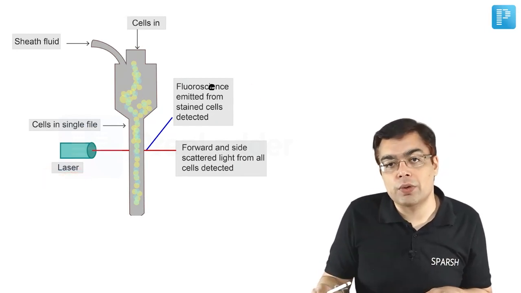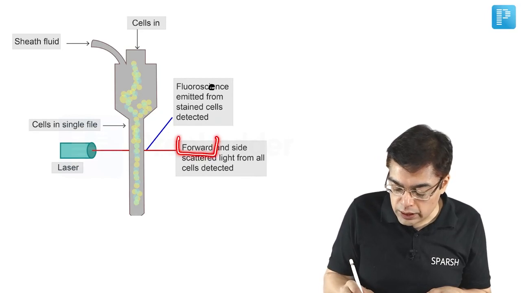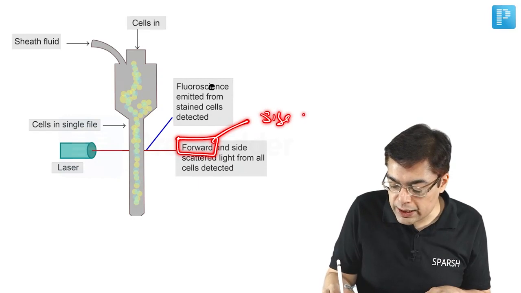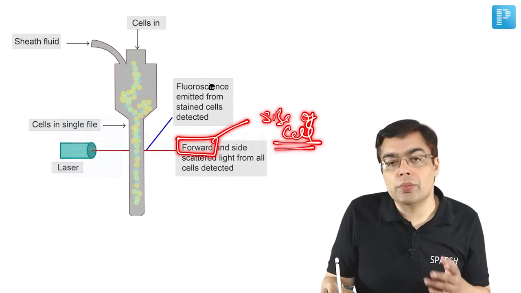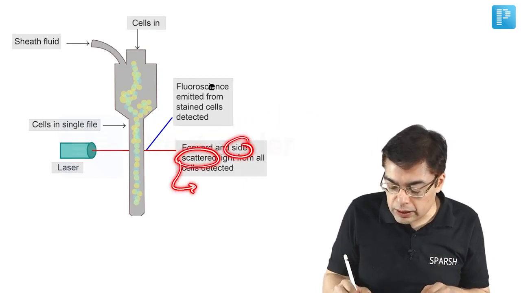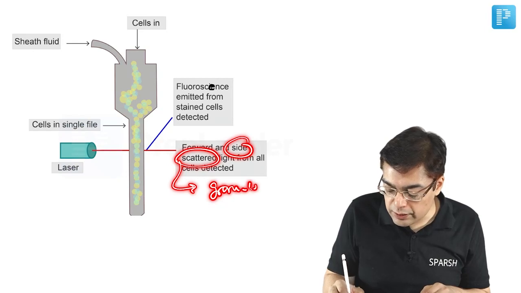Now, two types of scatter which we need to be familiar with. One, as you find the name over here, is the forward scatter. The forward scatter is primarily dependent upon the size of the cell. So the bigger the cell, the more the forward scatter. The side scatter is dependent upon the granularity of a cell.